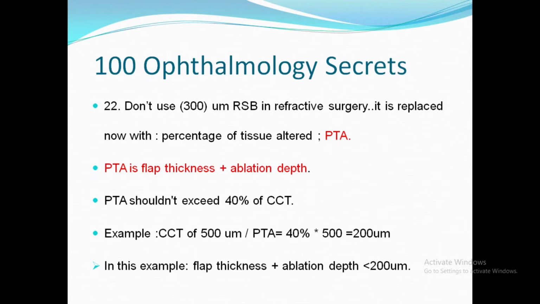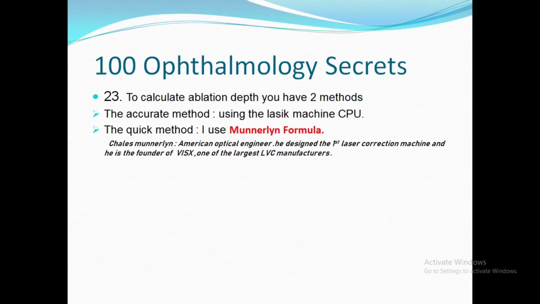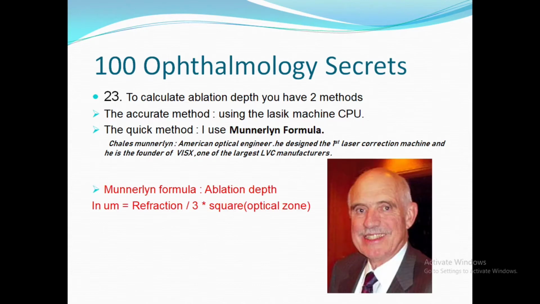So if I know my intended flap thickness, how to know the ablation depth? To calculate ablation depth, you have two methods. The accurate method, using the laser machine computer or simulator, or the quick method if you are in your office and you want a rough estimate about the ablation of this patient. I use Munnerlyn Formula. Munnerlyn is an American optical engineer. He designed the first laser correction machine, and he's the founder of Visx, one of the largest laser vision correction manufacturers. Munnerlyn Formula states that ablation depth in microns equals refraction divided by 3 multiplied by square optical zone.